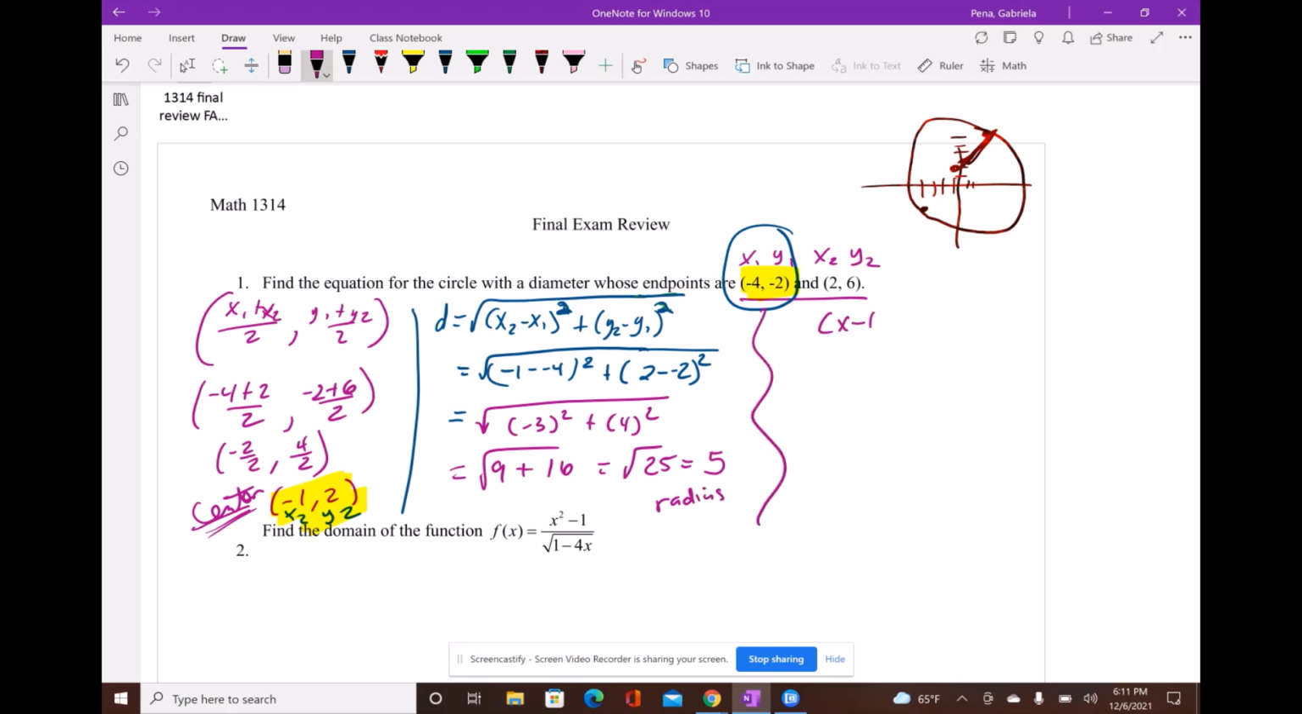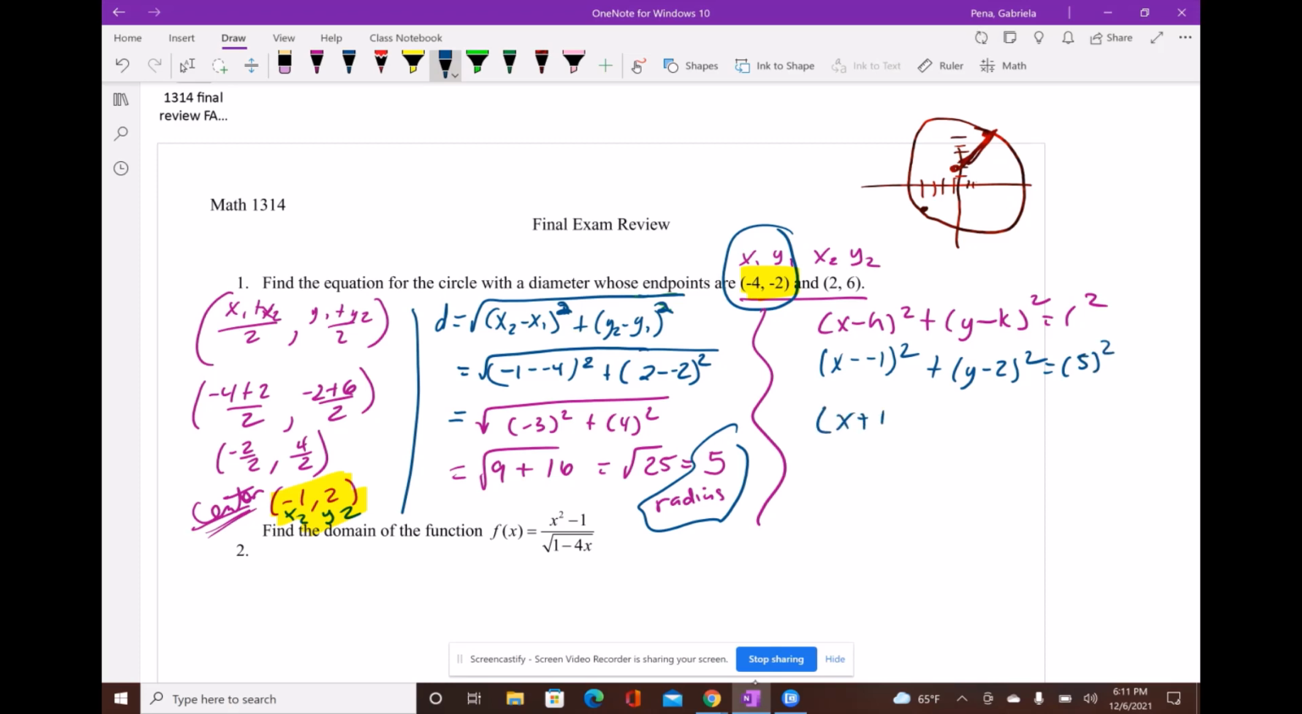The equation of the circle, which is the one somebody was mentioning earlier, is this one. Please keep in mind your center is also HK. Your radius is right there. So this becomes x minus a -1 squared plus y minus 2 squared equals 5 squared. x plus 1 squared plus y minus 2 squared equals 25. Your official final answer is that one right there.